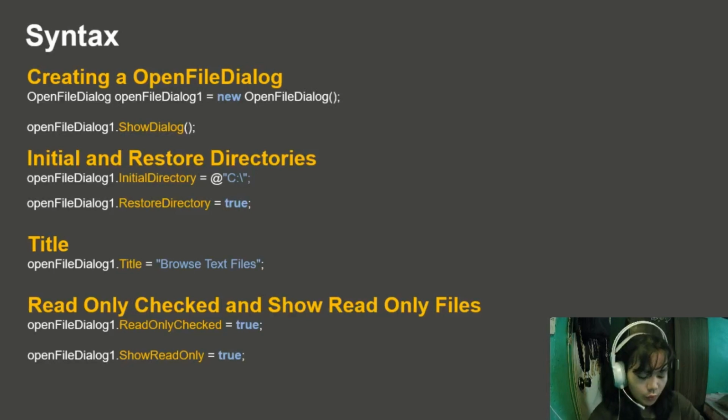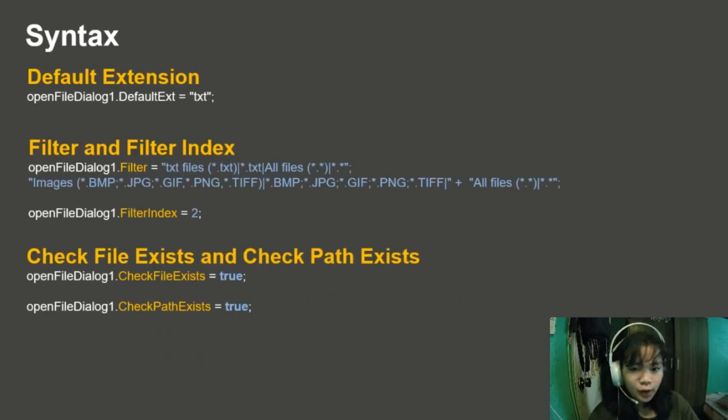Read only and show read only files. The ReadOnlyChecked property represents whether the read-only checkbox is selected, and the ShowReadOnly property represents whether the read-only checkbox is available or not. Default extension. The DefaultExt property represents the default file name extension. Filter and filter index. The Filter property represents the filter on an Open File dialog that is used to filter the type of files to be loaded during the browse options in the Open File dialog.